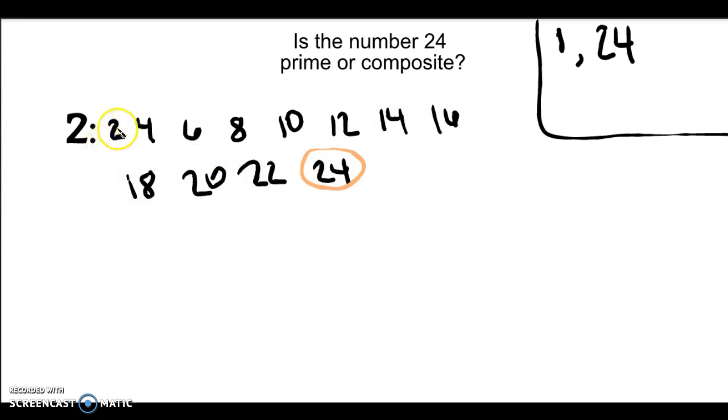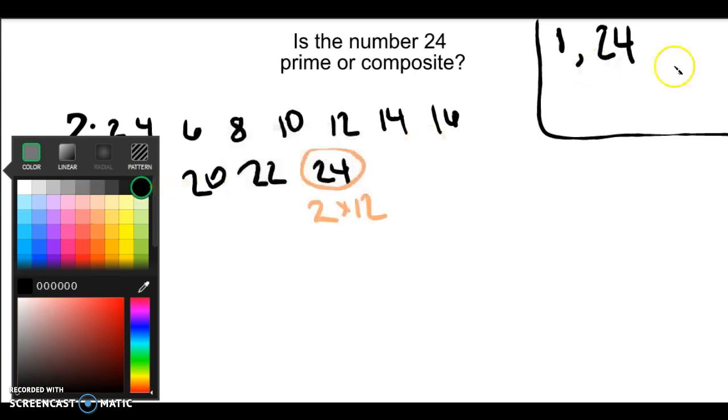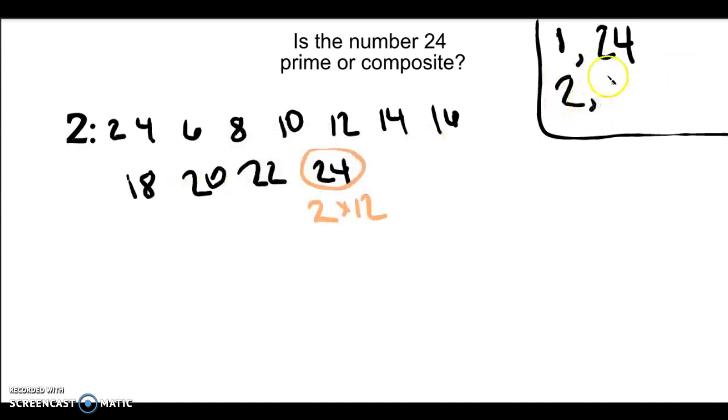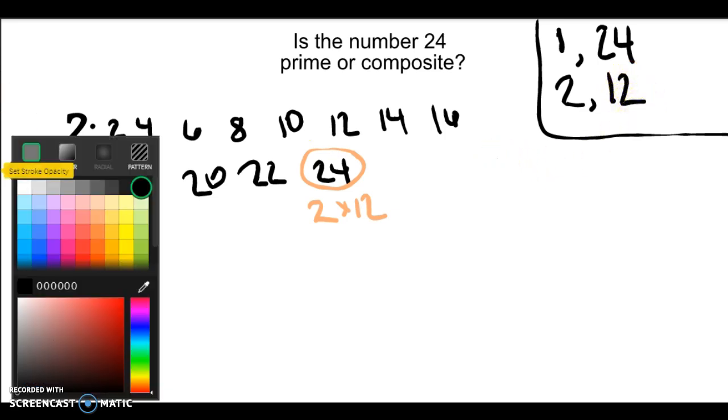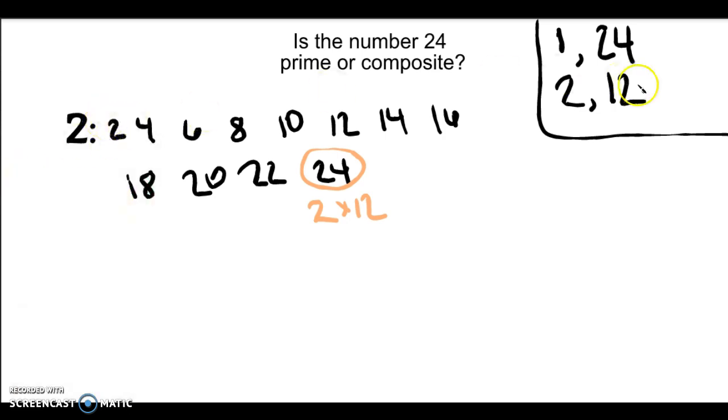So we have 2 one time, 2 times, 3, 4, 5, 6, 7, 8, 9, 10, 11, 12. So if we do the number 2 12 times, that gives us 24. Okay, so I can add 2 and 12 to my factor box because 2 times 12 is 24. Now technically I could stop right here because we know the definition of a composite number is any number that has 3 or more factors, and I've already got 4, so technically I'm good.